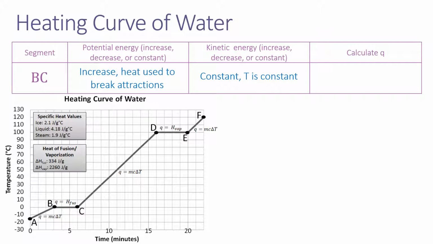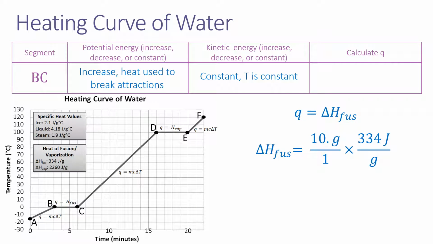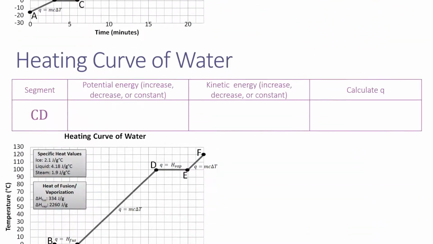In order to calculate Q, we're going to use the heat of fusion. So I'm just going to do dimensional analysis here. My heat of fusion is 334 joules per gram. So if I multiply that by my 10 grams, that gives me 3,340 joules. I'm going to need to round this to have 2 sig figs, so I get 3,300 joules for segment BC.